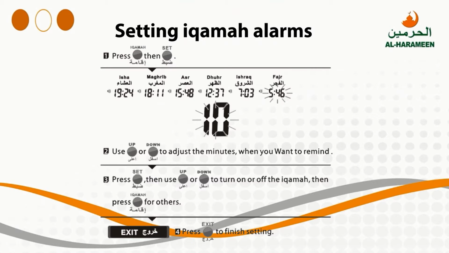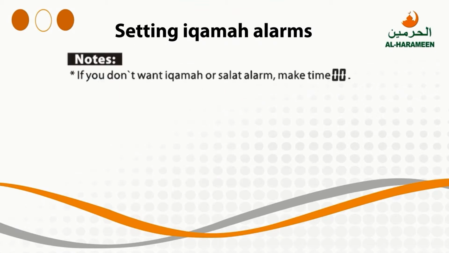3. Press set, then use up or down to turn on or off the iqamah. Then press iqamah for others. 4. Press exit to finish setting. Notes: if you don't want iqamah or salat alarm, make time 00.